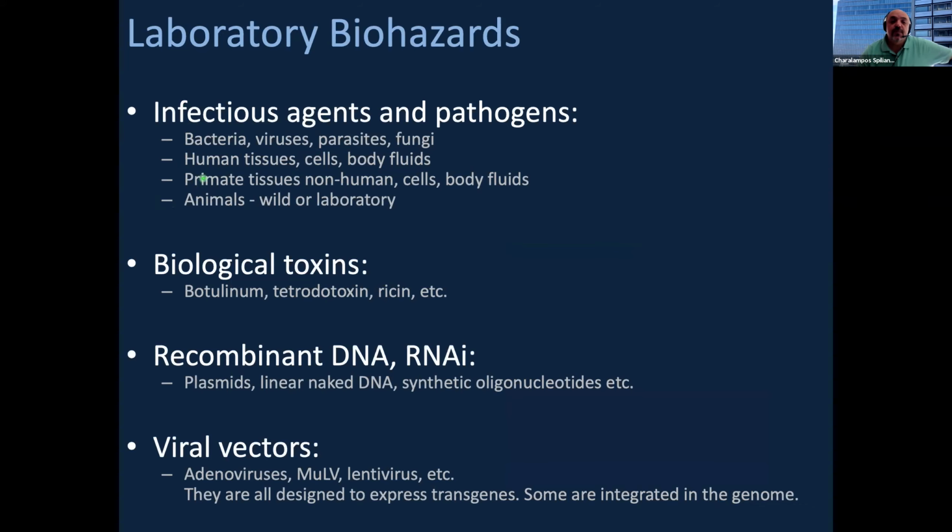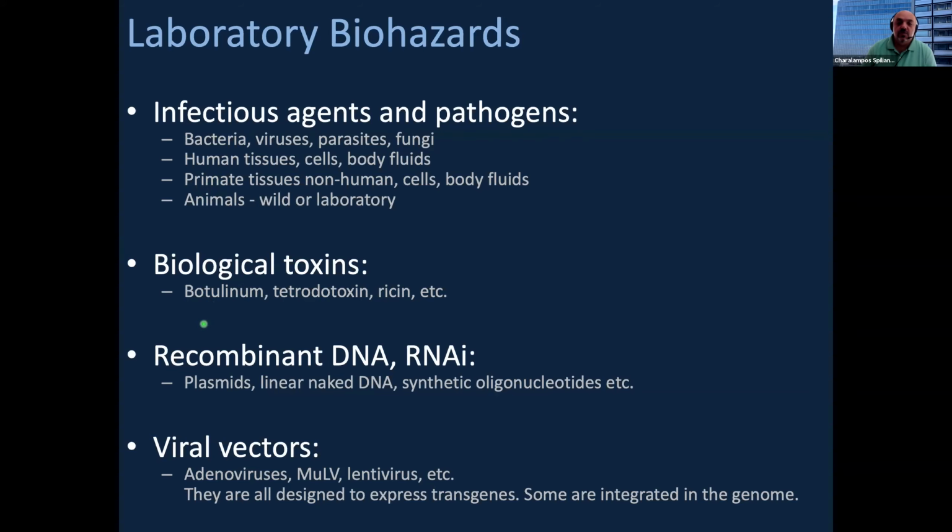Infectious agents could also include non-human primate tissues, or even animals. We do work a lot with mice. Biological toxins are also biohazardous materials or reagents, and we refer here to botulinum, tetrodotoxin or ricin. I've never heard of a lab working with these agents, but you never know.